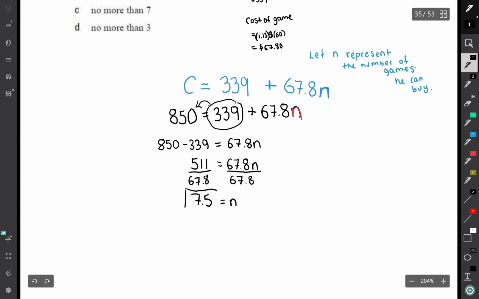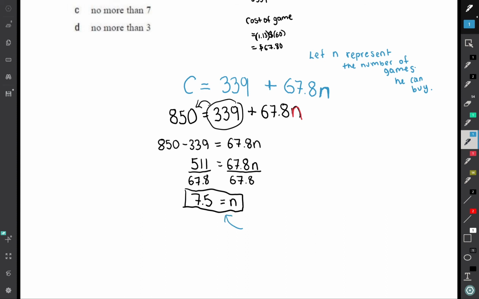So he can buy 7.5 games. Well, you can't really buy half of a game. It seems like he definitely doesn't have enough money to buy 8 games, so he can only buy 7 games, or less than 7, because he could spend less than $850.